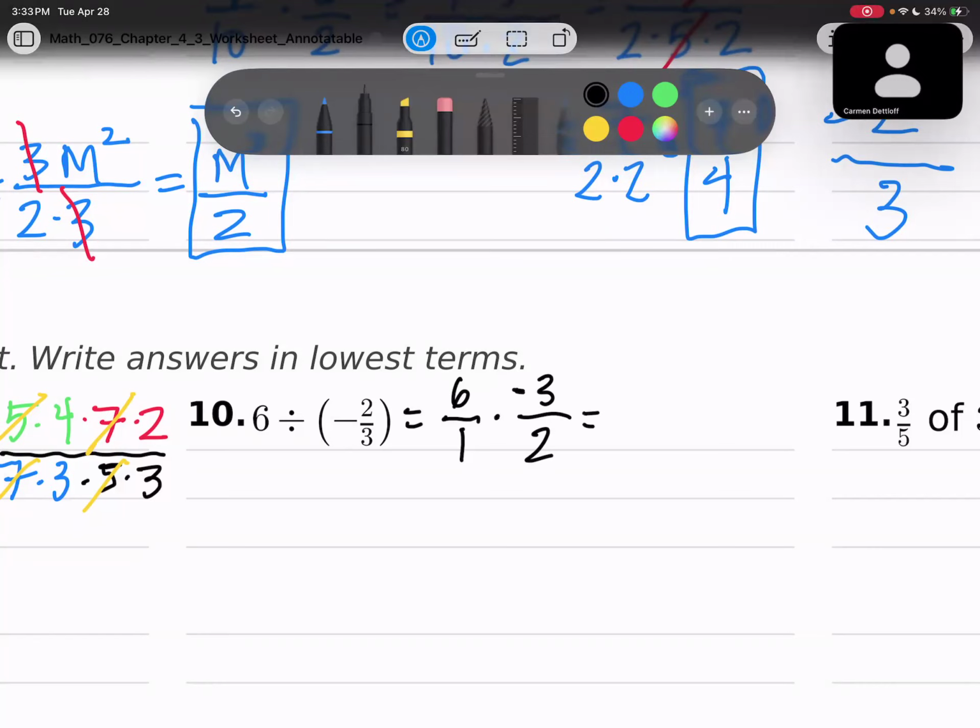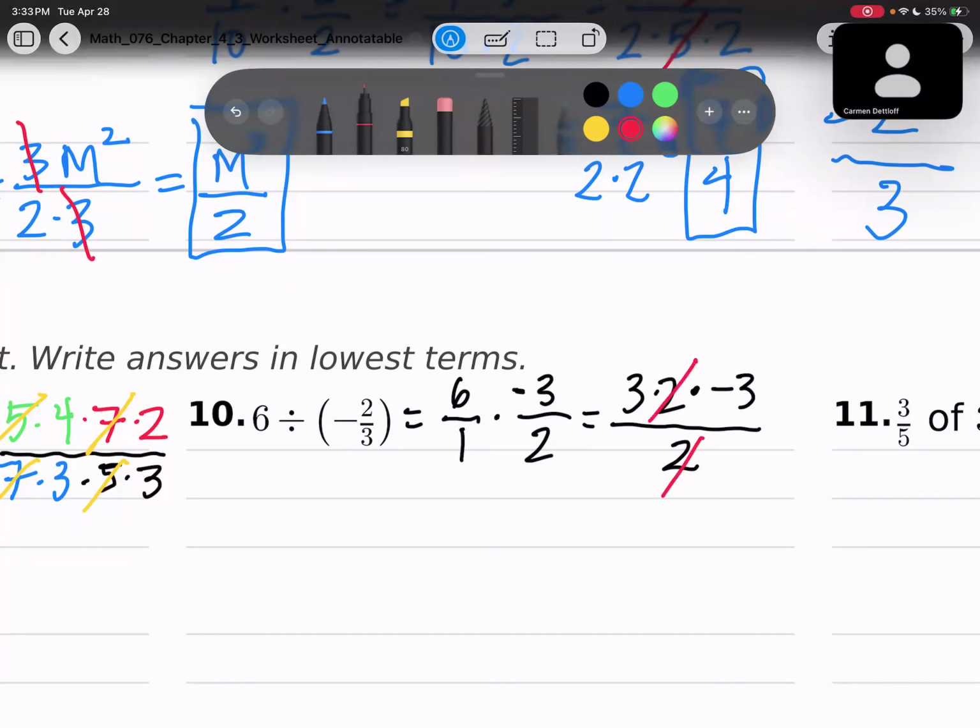And then I'm going to see if I can split up anything and cancel. Okay, so I've got 6. I'll make 6 black. So 6 is 3 times 2. And then times negative 3 all over 2 times 1. I'm just going to write 2 because we don't need the 1. And I'm going to see if I have anything that cancels. Let's see. That cancels. And I get 3 times negative 3, which gives me negative 9.